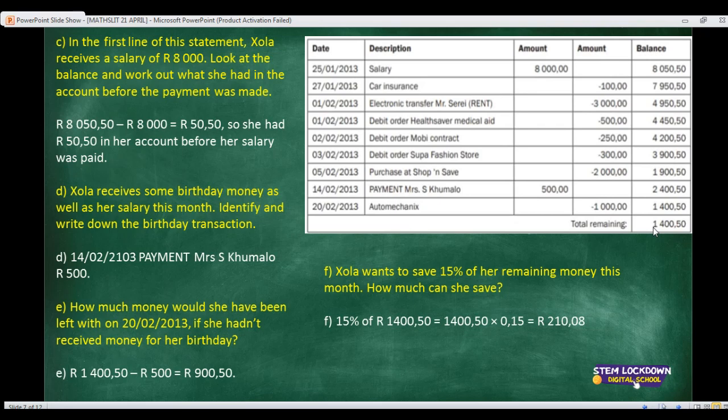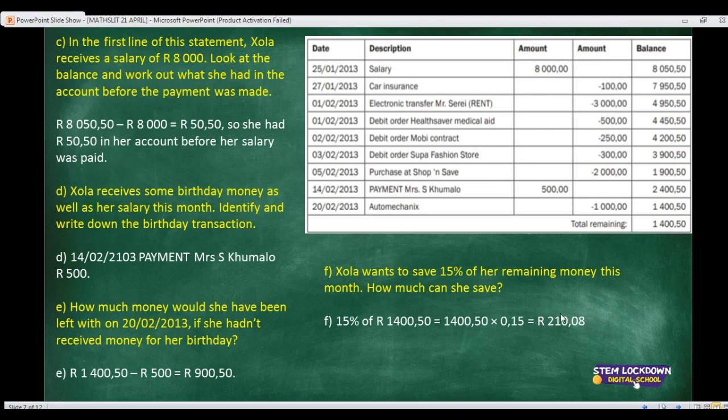What we need to do now is calculate 15% of 1,450. How do we calculate 15% of that? 15% of 1,450 would be 1,450 multiplied by 0.15, or in your calculator you can put in 1,450 multiplied by 15 over 100. 15 over 100 would be 0.15.